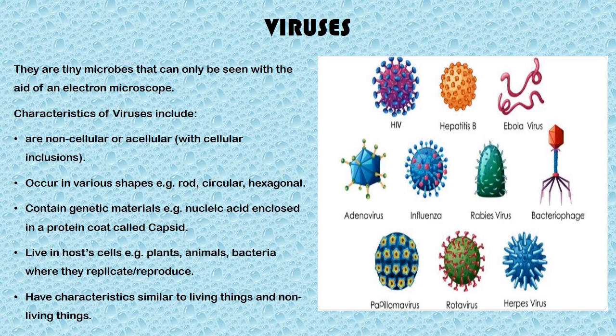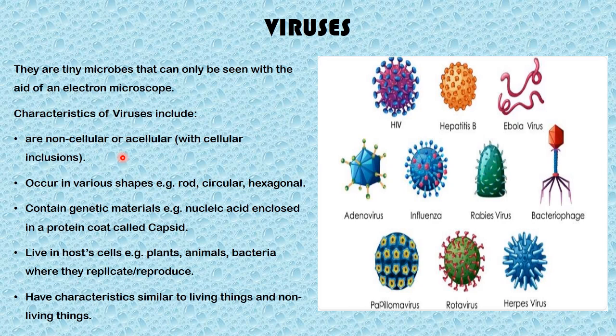Now we'll be looking at the various types of microorganisms, starting with viruses. Now, what are viruses? Viruses are tiny microbes that can only be seen with the aid of an electron microscope, and they have the following characteristics. They are non-cellular or acellular. In other words, they are not cells in particular because they don't have the 3 parts that all cells should have. That is a cell membrane, a cytoplasm, and genetic material.